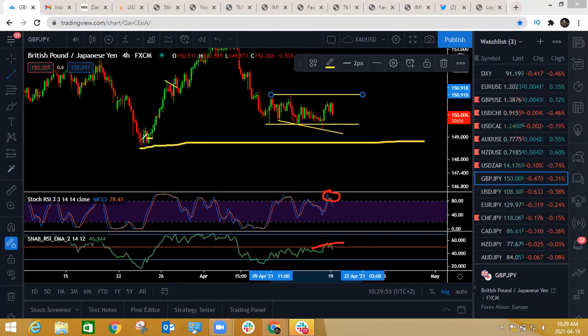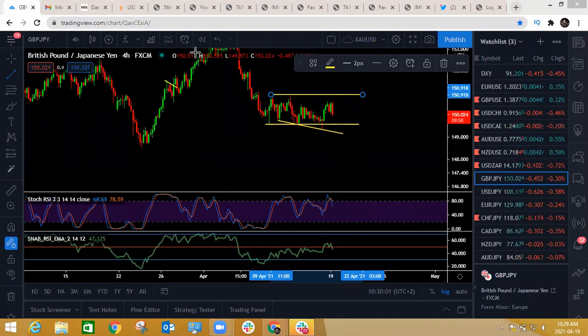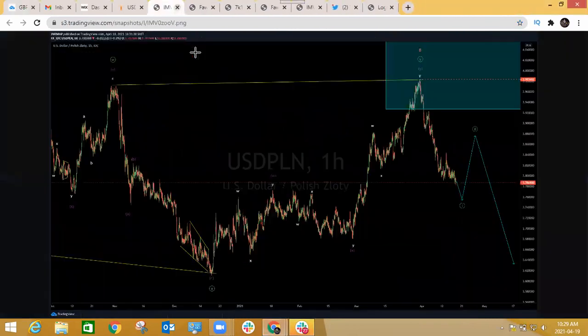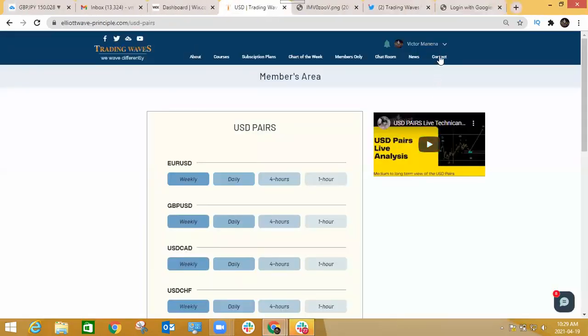But at this level, we may get this one coming down here and then pushing up higher, because of the structure on pound yen. Let's show you. Let's look at the structure on pound yen.